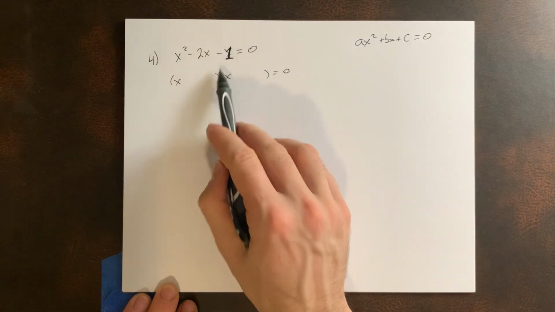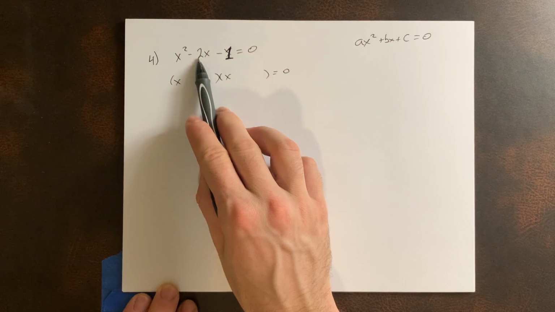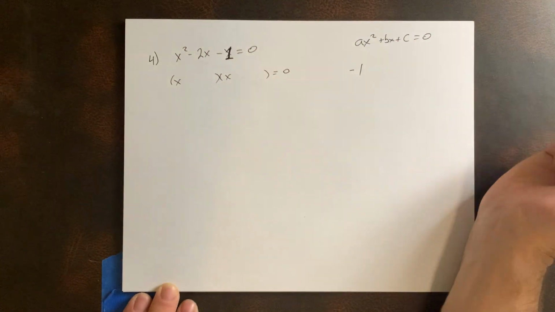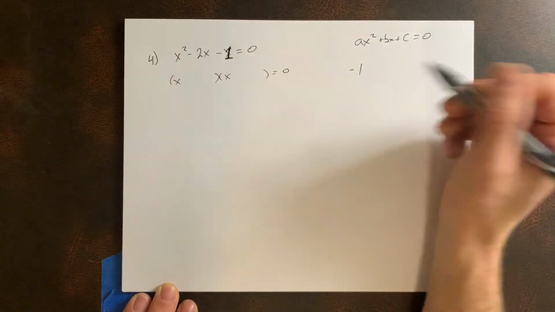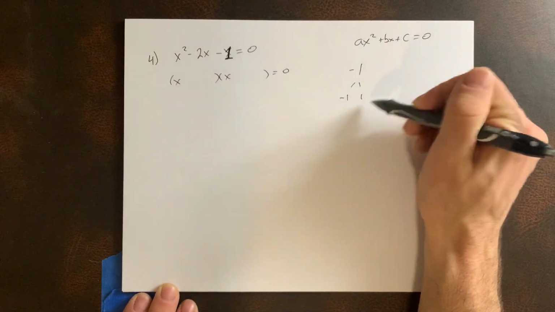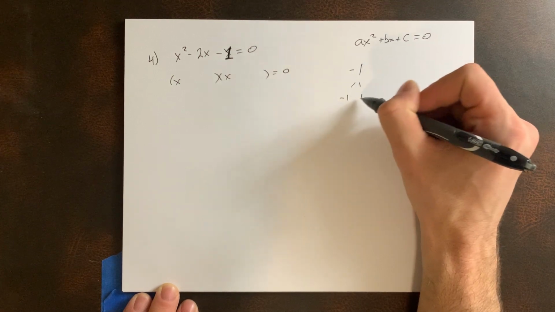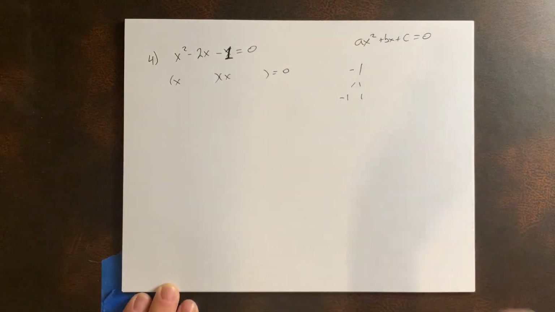Now we want to look for the numbers that multiply up to minus 1, but then add up to minus 2. So let's just write this off to the side. What are all the numbers that multiply up to minus 1? Well, there's only one option. Here it's going to be minus 1 and plus 1. These are the only numbers that we multiply together to get up to minus 1. But you notice if we add these two numbers, we get 0. We don't get minus 2.